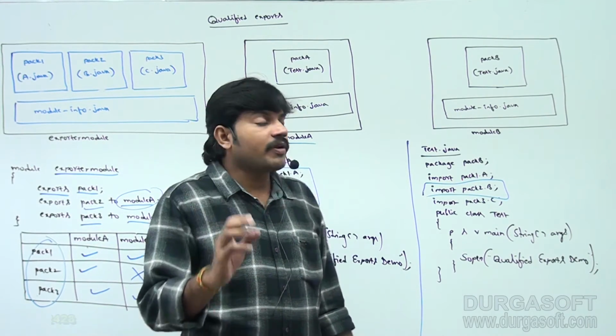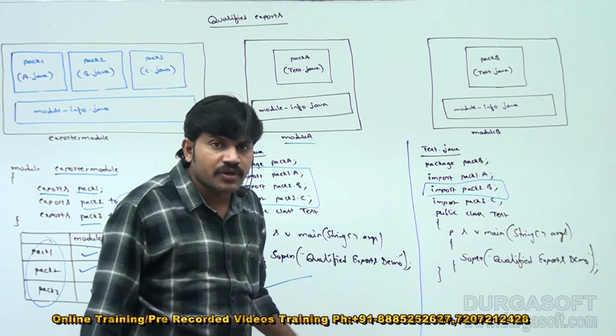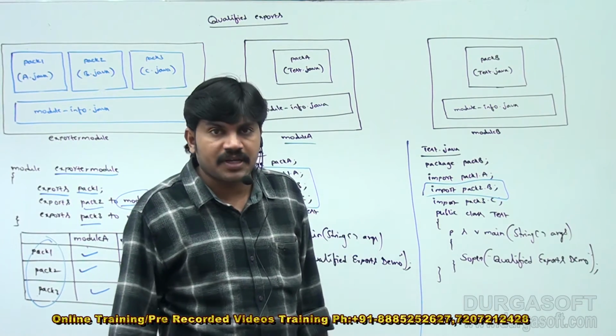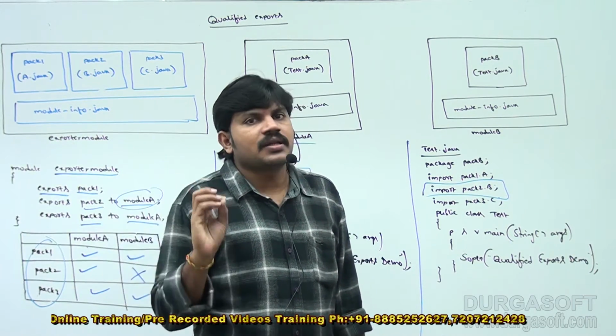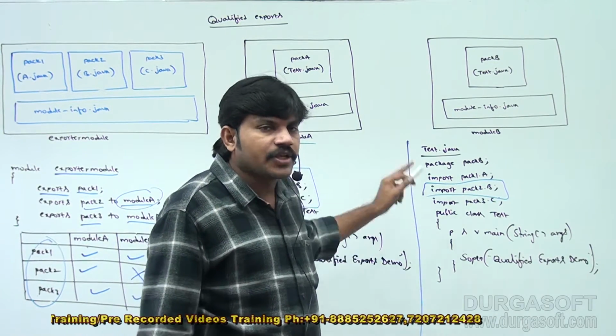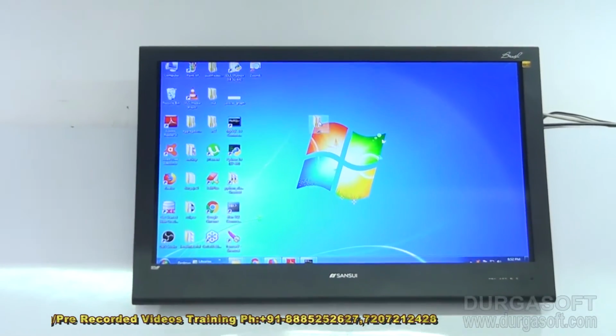Make sure, for module A all the 3 packages are available, that's why we never get any problem. But for module B, we are definitely going to get a compile error, right? Are you able to understand? This is what you should be aware of clearly. Okay, let me execute this code.